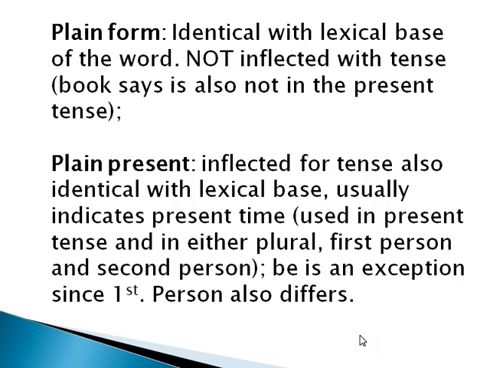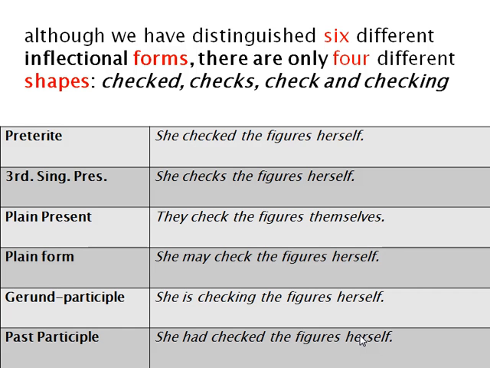Now, the plain form. What is the plain form? The plain form is identical with the lexical base of the word. It's not inflected for tense. Let's go back here. She may check the figures herself. You may say, oh, this check is in the present. No, it's not in the present. It's in the infinitive. So the plain form is normally what we call the infinitive without to.